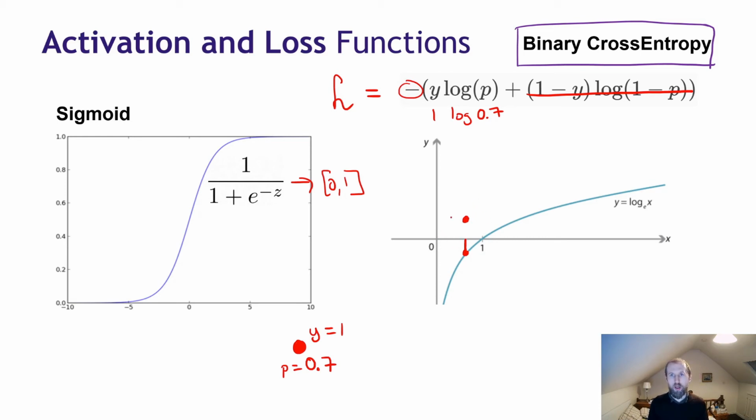But if we are wrong, and this y is equal to 0, so the true label is 0, then we look at the other half of the equation. So now this y is 0, so it's going to get cancelled out. This is going to be 1 minus 0 is 1, and this is going to be log of 0.3. So now you can see that this is much bigger. So once we do the negative sign, it's going to be up here. So this L is going to be much bigger.